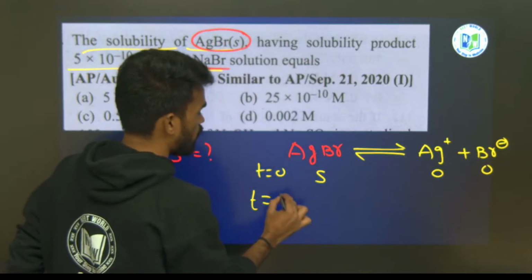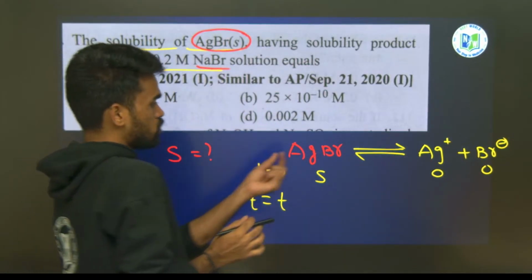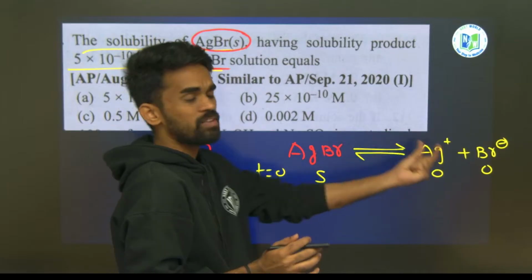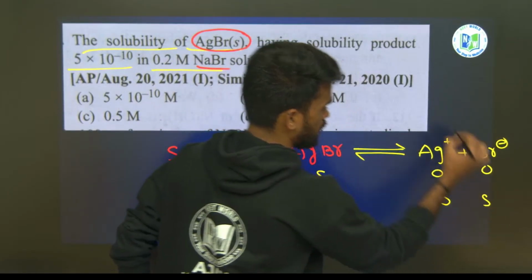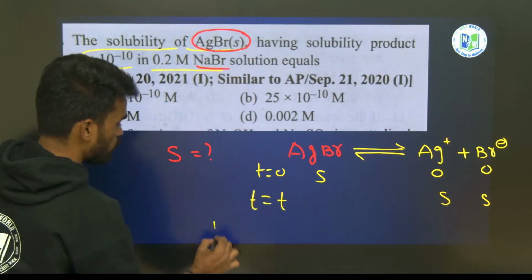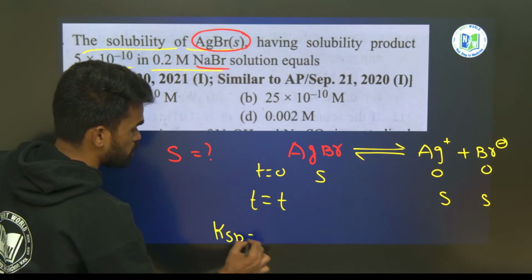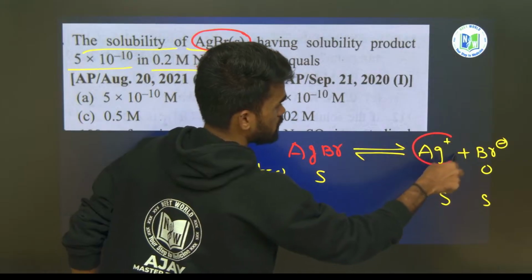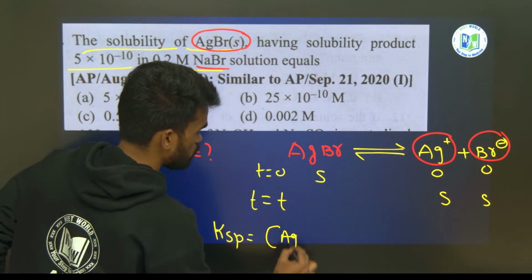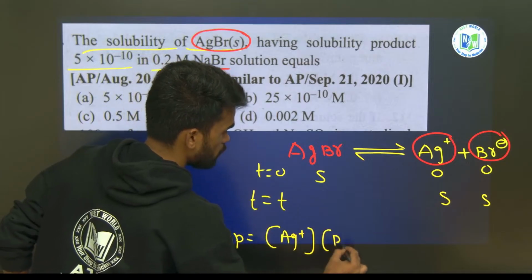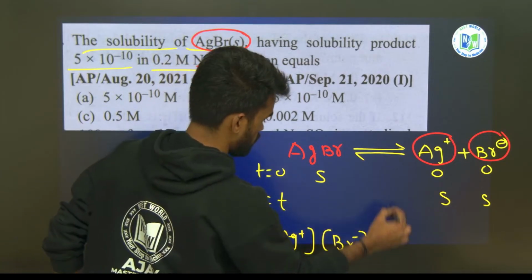After some time, what happens? Some of the AgBr will get dissociated, I mean soluble now, so that will be S and S here. What is the solubility product here? Ksp equals concentration of Ag plus into concentration of Br minus. Okay, like this you can take.